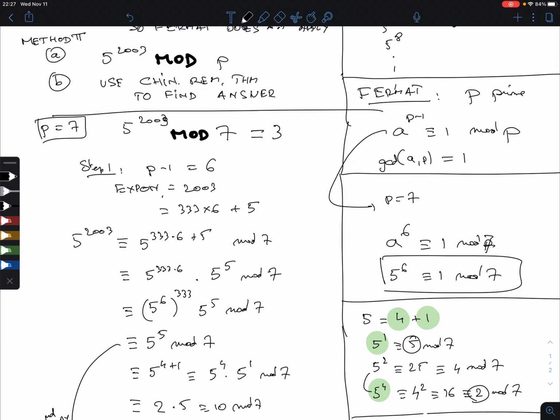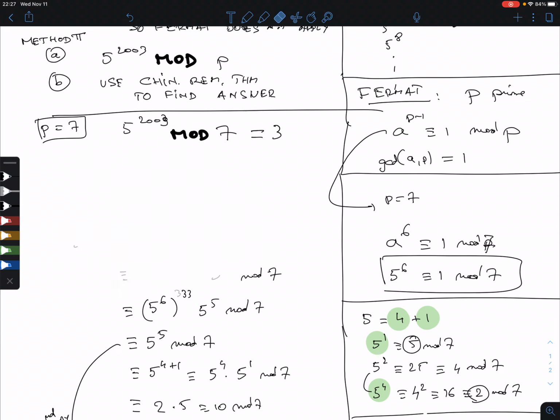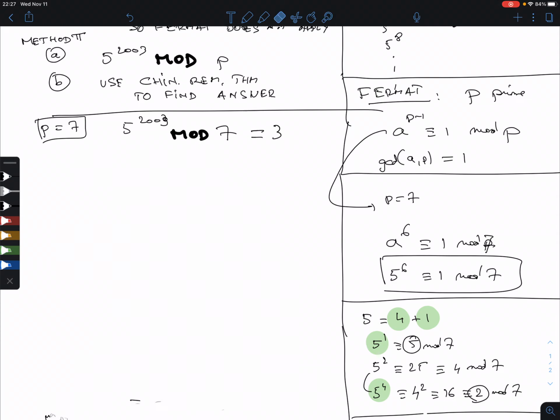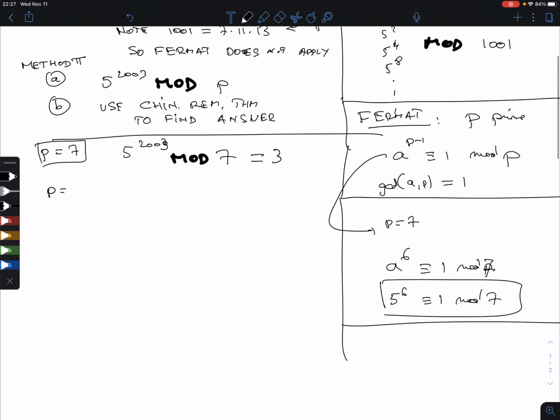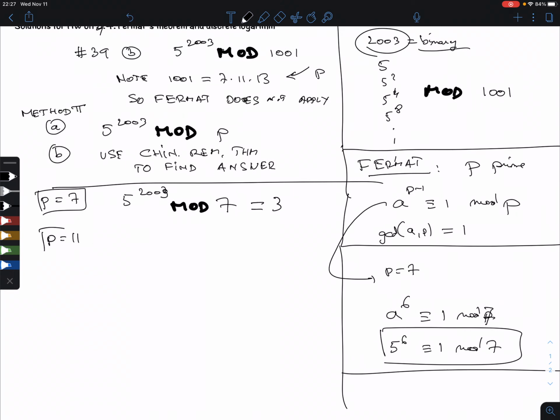Let's do this now for the other 2 primes. But as I said, I'm going to go much quicker now. Okay, so now P is, what was the next one? 11. So 2003 mod 11.